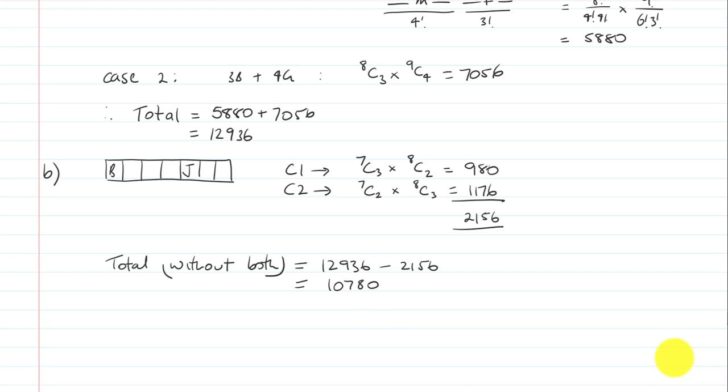10,780 options that don't contain both Brad and Jenny, and therefore they don't have to play together. Or, of course, you could actually sit down with them and say, look, just grow up a bit. So there's our first example. Now we're going to look at example 5.